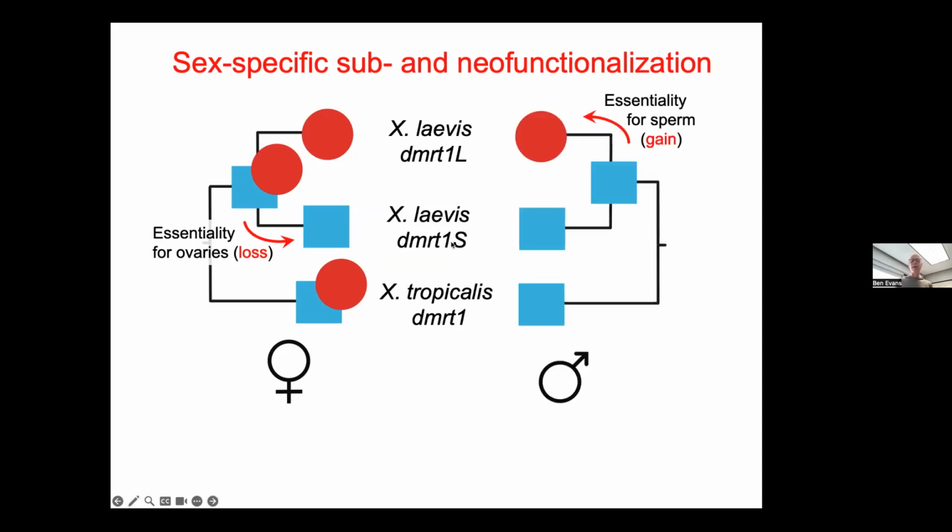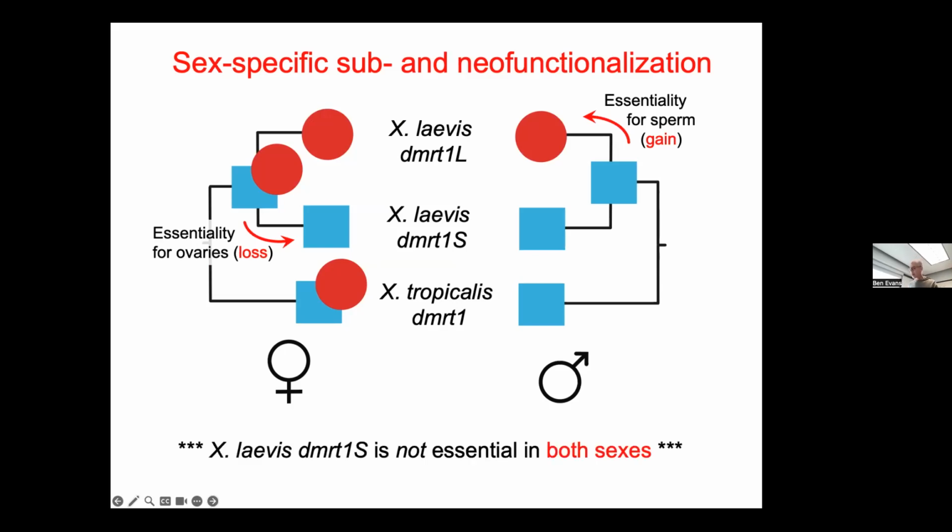In males, on the other hand, it appears that when you knock out DMRT1, you still have normal testes in tropicalis, but when you knock out DMRT1L, you actually have abnormal or no testes in Xenopus laevis, which suggests that this gene has become newly functioned, or neofunctionalized, during the evolution of DMRT1L in Xenopus laevis. And so this gives us a sex-specific perspective on functional evolution of DMRT1, where there's evidence for subfunctionalization in females, but neofunctionalization in males.